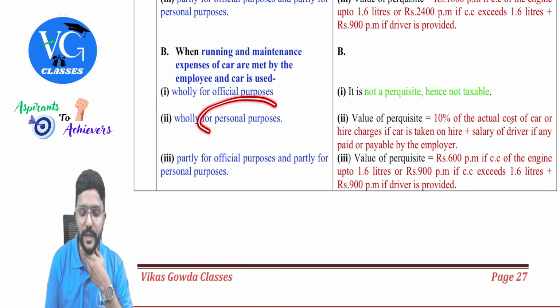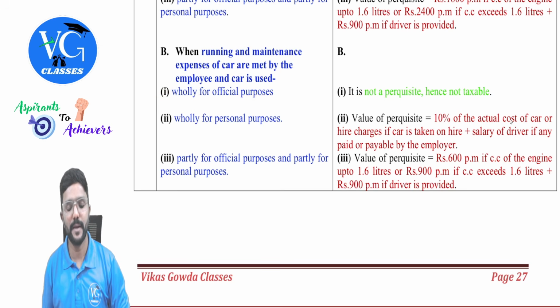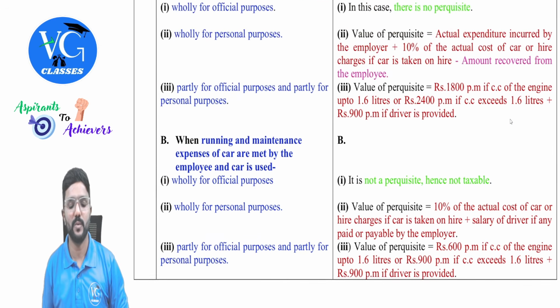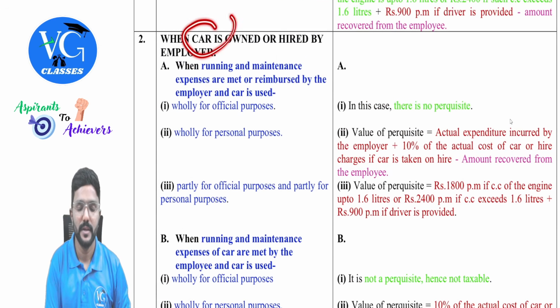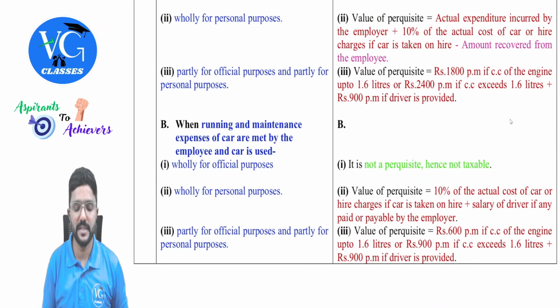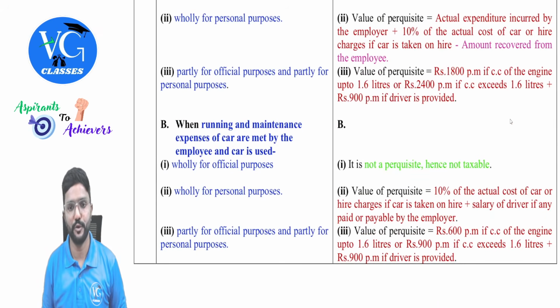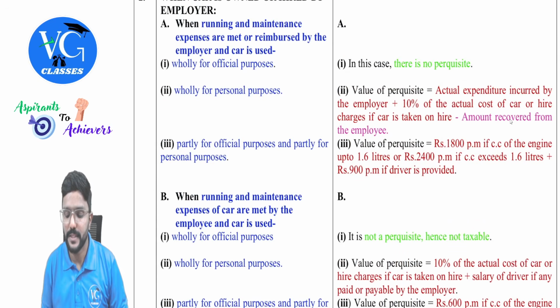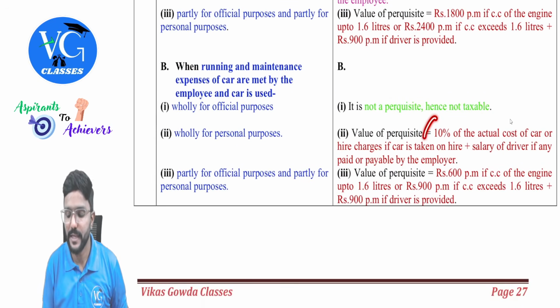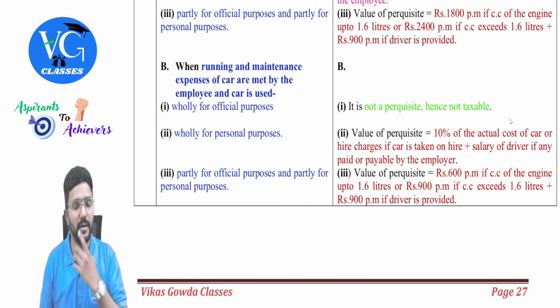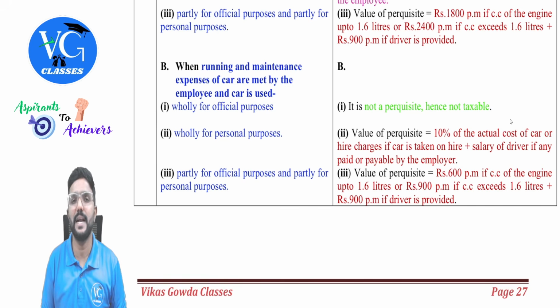Sir, what if it is only used for personal purpose? That means employee is getting only one benefit. What is it with respect to car? With respect to expenses, he himself is incurring it, so it is not a benefit to him. So only this part will come. Correct? Yes. So 10% of the actual cost of the car or hire charges if car is taken on hire, plus if driver salary is also paid by employer, we need to take it. If not, you can ignore it.